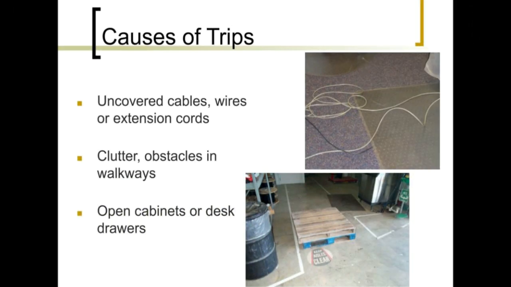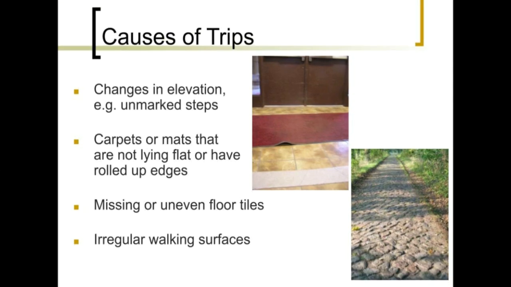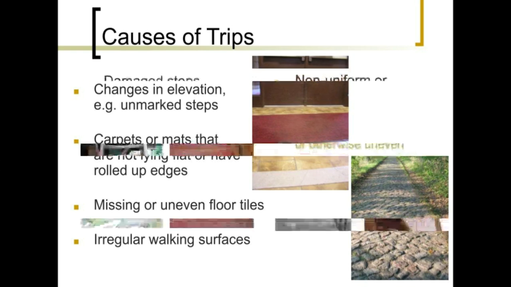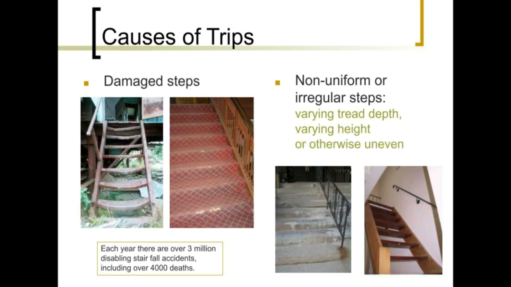Causes of trips, as you see to the right: uncovered cables, wires, or extension cords laying loosely on the floor, clutter, obstacles in the walkways, and open cabinets or desk drawers. More on causes of trips: changes in elevation, for example, unmarked steps, carpets or mats that are not lying flat or have rolled up edges, missing or uneven floor tiles, irregular walking surfaces. Causes of trips can also be damaged steps, like you see here pictured to the left.